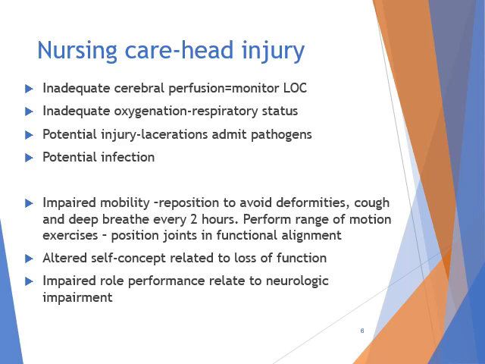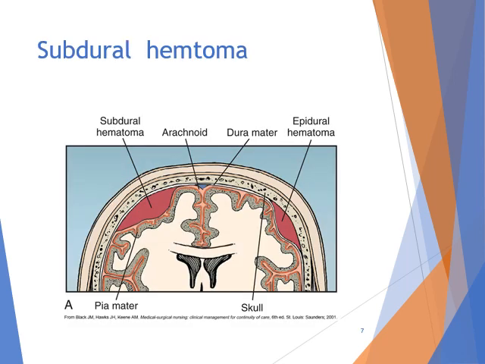Impaired mobility, reposition to avoid deformities. Cough and deep breathe every 2 hours. Perform range of motion and position, say that 10 times. Position the joints in functional alignment. The altered self-concept related to the loss of function, if they do have that, secondary to the head injury. Also impaired role performance. So this is just a picture.